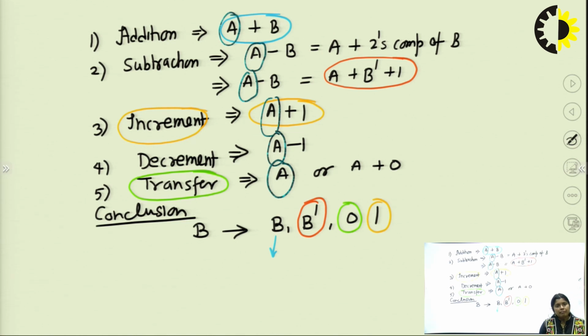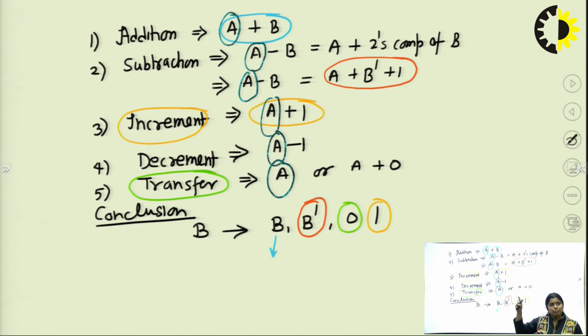Now, when we analyze all these arithmetic micro-operations, we can conclude that the first variable, A, is not changed whatever the micro-operation is. A has the same content as before, whether it is addition, subtraction, increment, decrement, or transfer. A is always the same as it is. But the B value is changed.